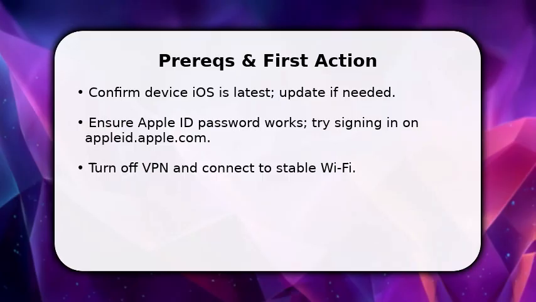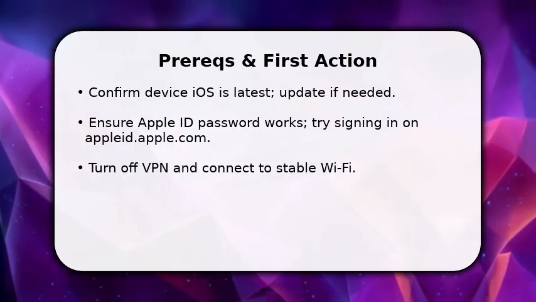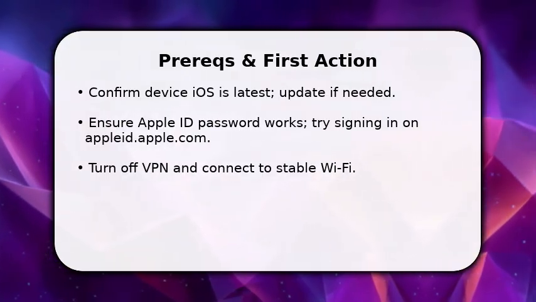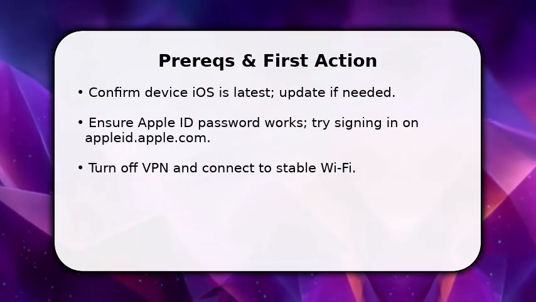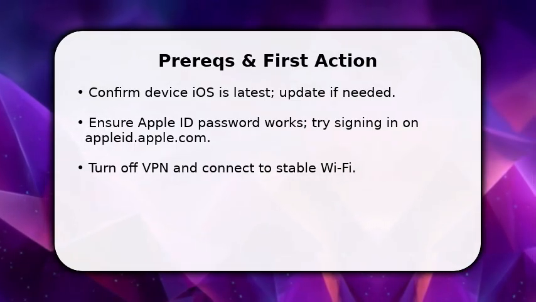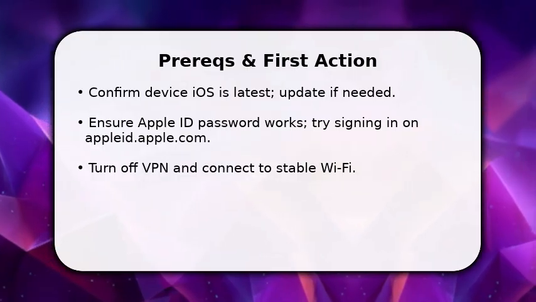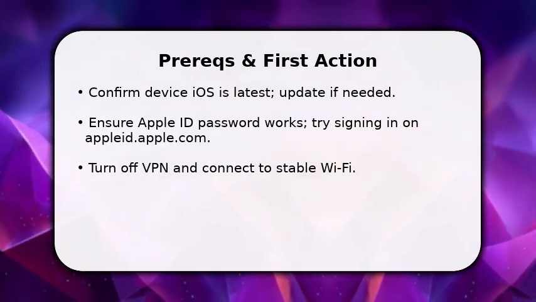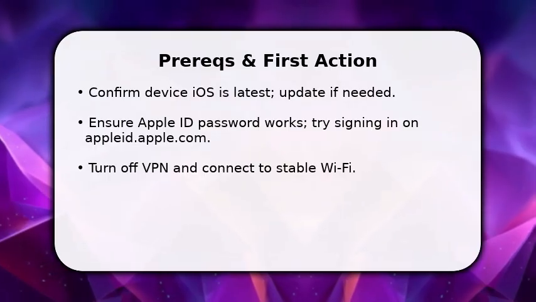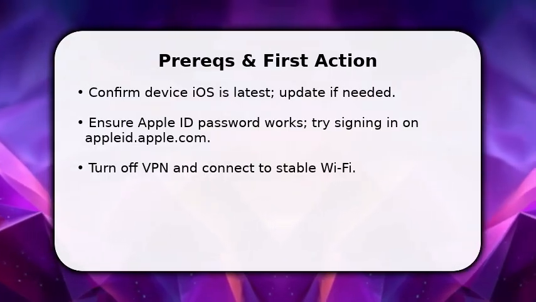Next, sign out of Apple ID in Settings, your name, if sign-in fails, then sign back in to refresh tokens. Make sure Wi-Fi is stable and VPN is off because interruptions block agreement handshakes. Once done, open the App Store to trigger the terms screen and proceed to the next set of steps.